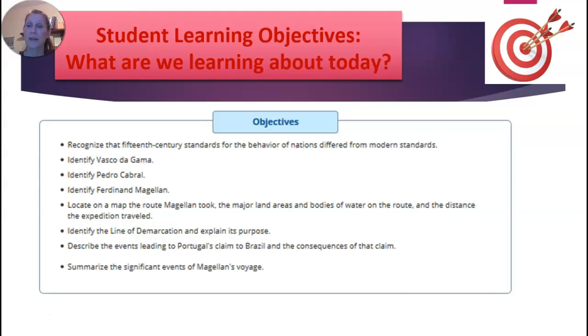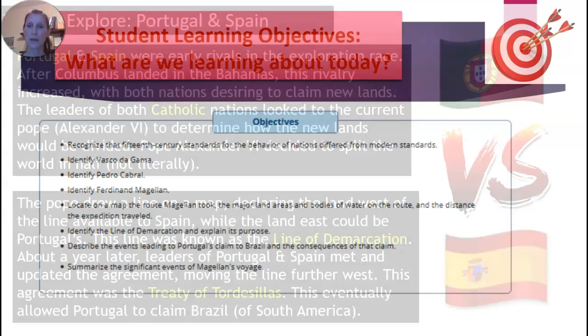So again, we're going to talk about Vasco da Gama, Pedro Cabral, Ferdinand Magellan, this line of demarcation and how they moved it depending on where they wanted to claim. Talk about the events leading to Portugal's claim to Brazil, and then the significance of Magellan's voyage.